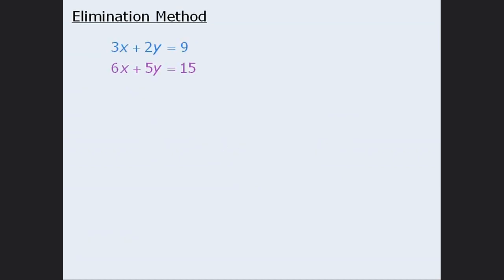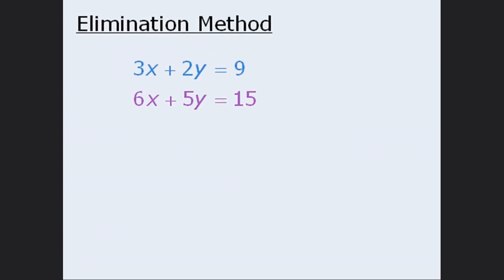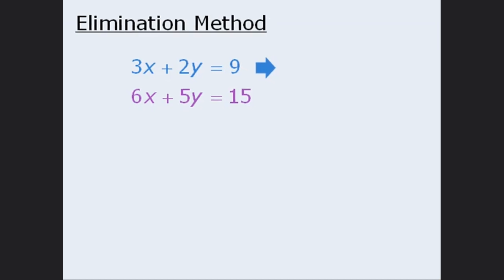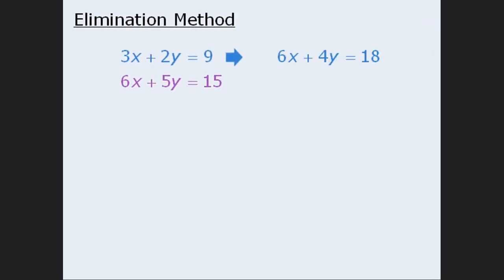Let's try another question. In this example, the coefficients in the two equations will not allow us to eliminate a variable by simply adding or subtracting the two equations. However, if we take the top equation here and multiply both sides by 2, we get the equivalent equation 6x plus 4y equals 18. Now, if we take the bottom equation and leave it as it is, we now have 6x in the top equation and 6x in the bottom equation. So if we subtract the two equations, something nice happens.